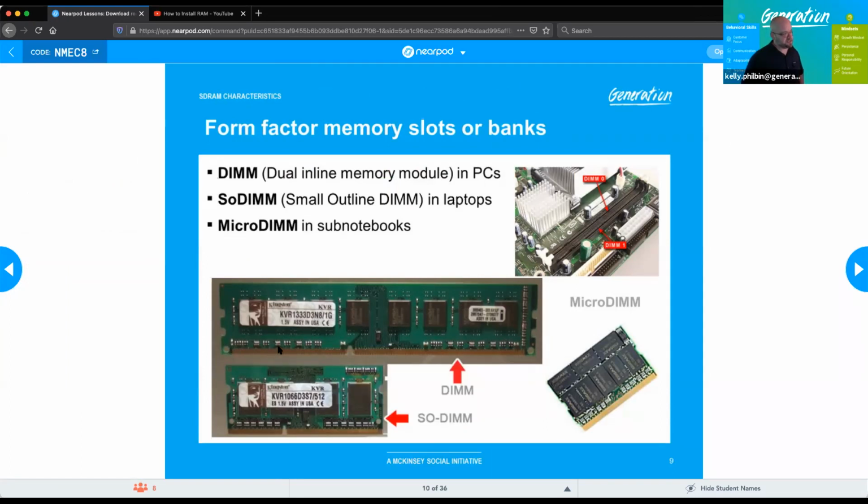DDR SDRAM, they're common terms you'll use. And then in the bottom of these, where you're going to be pushing it into this RAM bank right here, these are the connectors that are going to be talking to the computer. That's the connection point where the computer is going to be able to read the RAM and utilize that memory. The pins are the connectors.